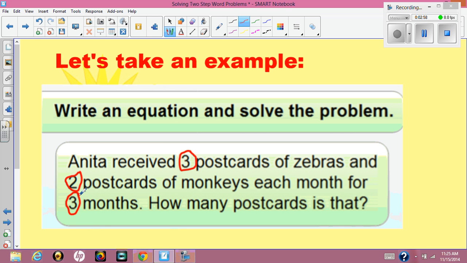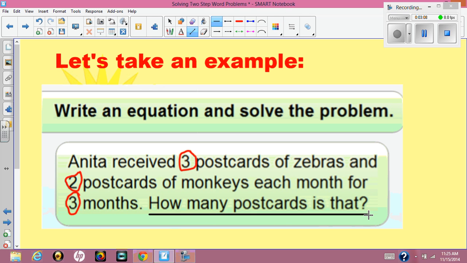Now our second step is to underline the question. So let's underline. The question is, how many postcards is that? We've done step 1 and step 2, and the third step indicates that we need to box. We need to box all the keywords.